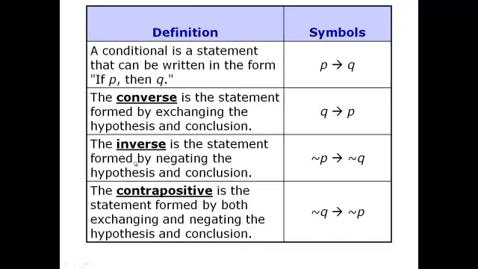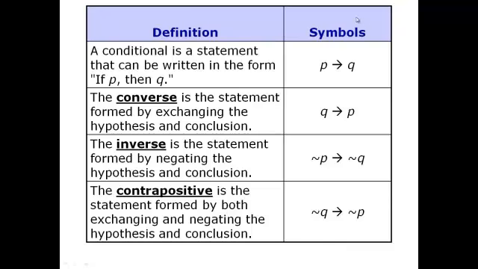Then we have an inverse. An inverse is when you negate the original statement. That means we say the opposite of it. So it would be if not P, then not Q. Then we have contrapositives. Now contrapositives are when we flip it, the Q and P, and we negate it. So it would be if not Q, then not P.